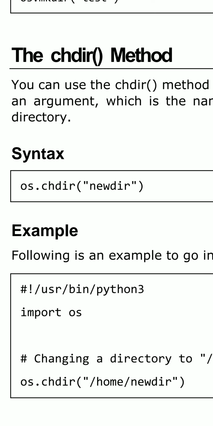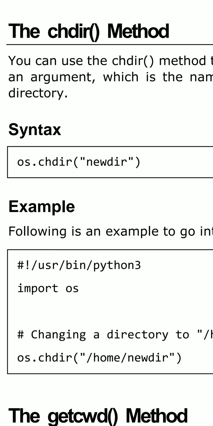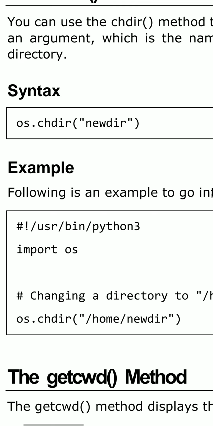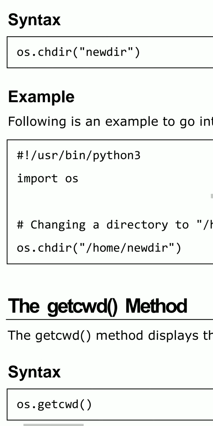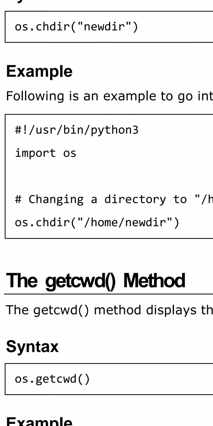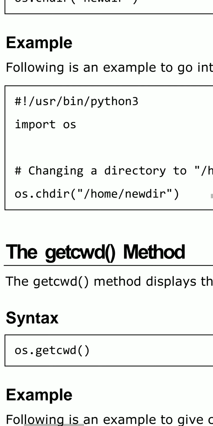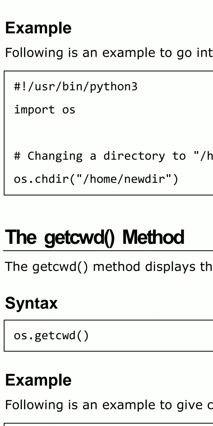And next one is changing the directory. Here I am changing from the old directory to a new directory by using the method chdir, which means change directory: os.chdir of new directory. Here I am passing the new directory name as an argument to the chdir method. Here is a small program: import os, and then calling chdir of home. I am passing the path of the new directory as an argument to the chdir method.